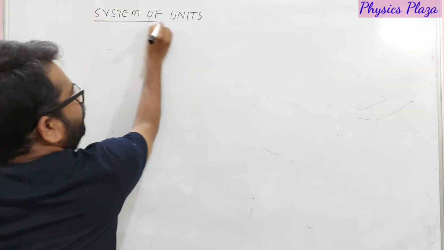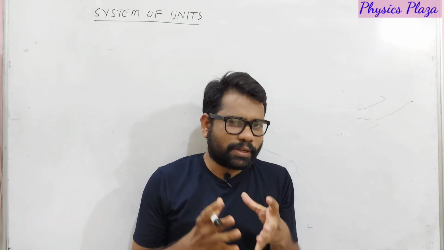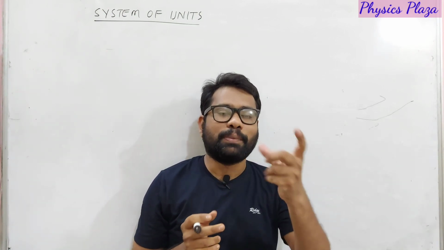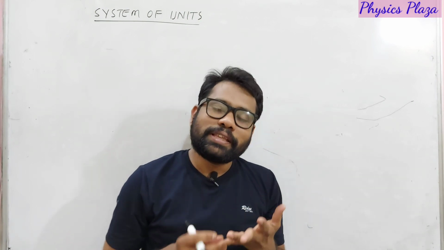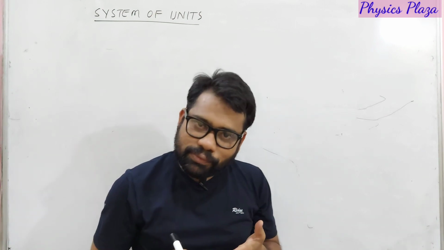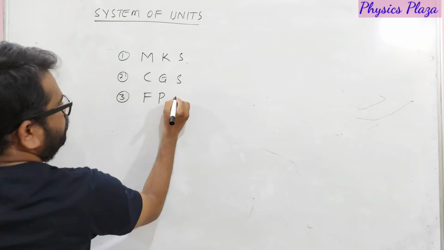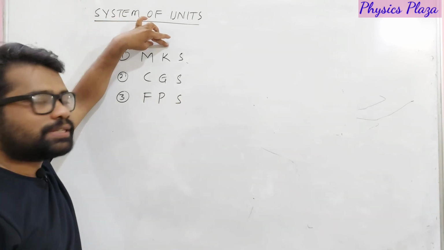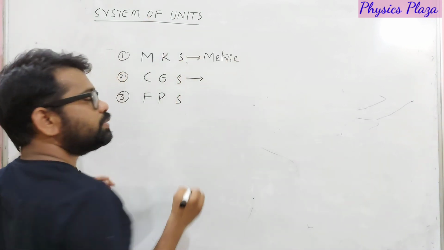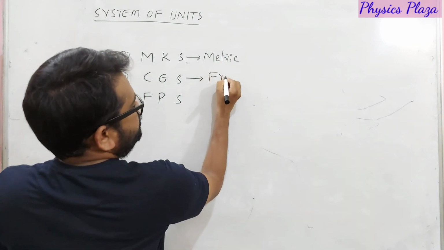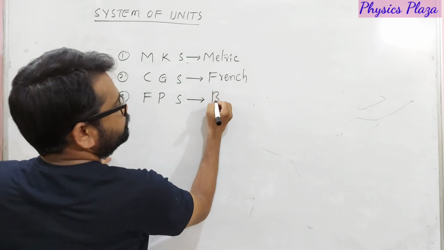Please copy it. Now we will learn system of units. Dear children, in order to express the fundamental units, we have three systems of units. One is the MKS system, the second one is the CGS system, and the third one is the FPS system. First one is the MKS system. The MKS system is also called the metric system, whereas the CGS system is also called the French system, whereas the FPS system is also called the British system.